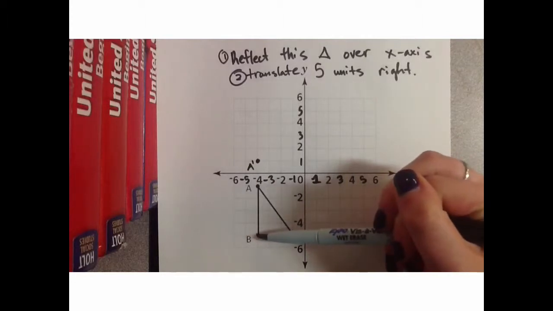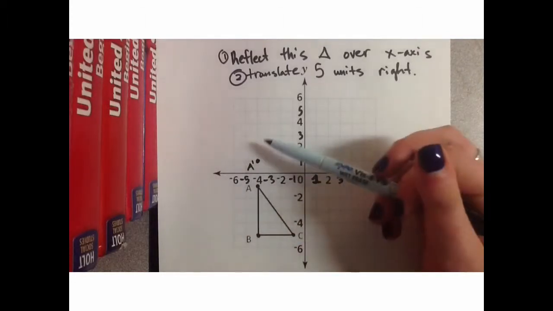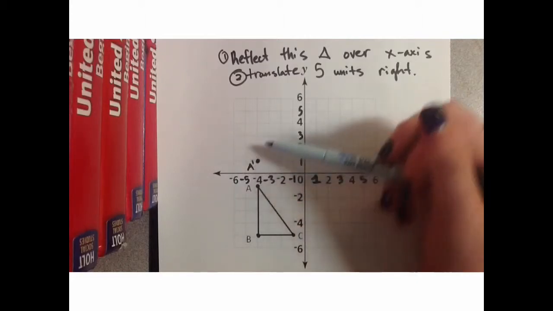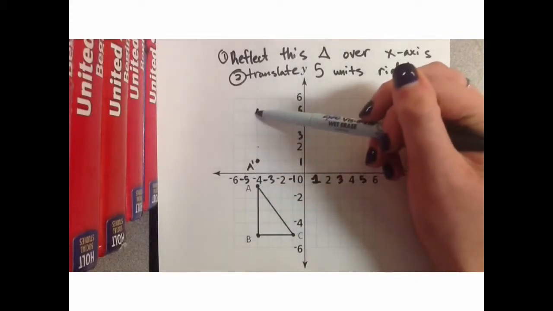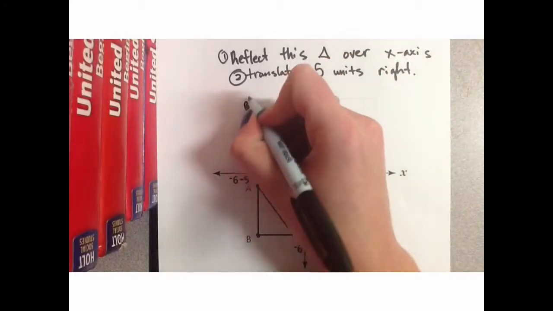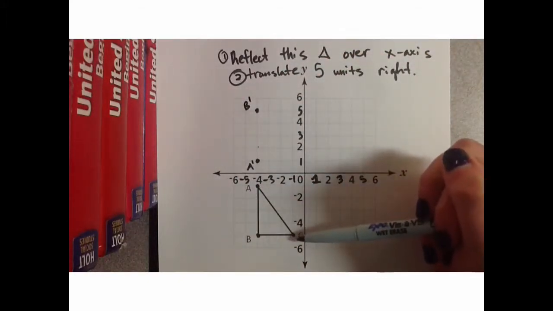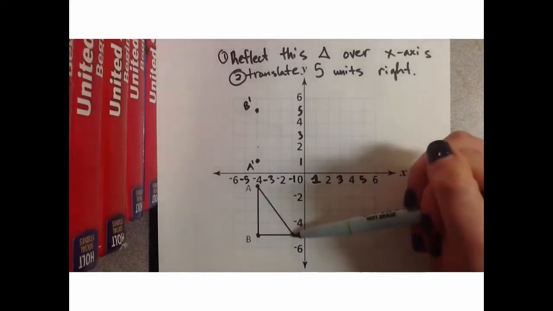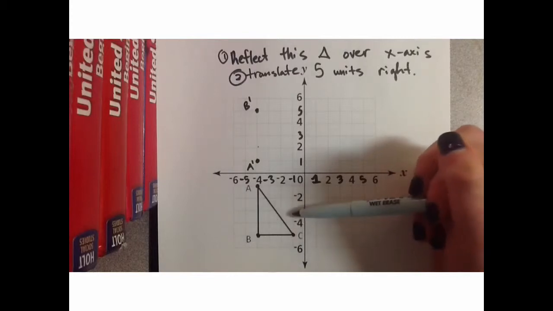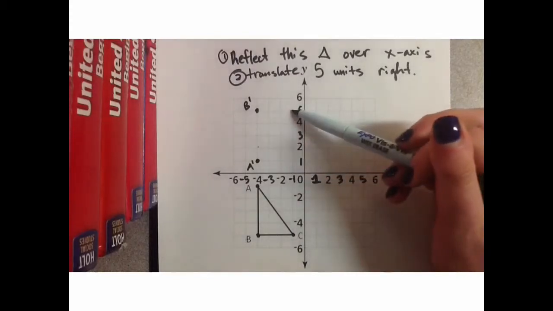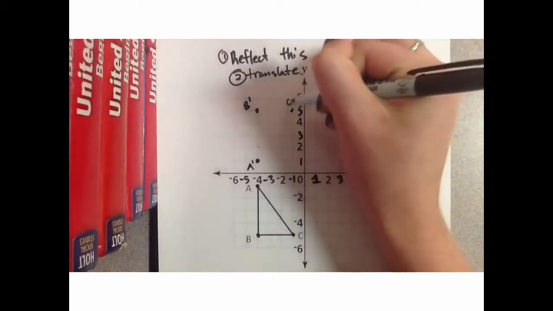B is 5 units away. So I know to reflect it, I'm going to go 10 units. 1, 2, 3, 4, 5, 6, 7, 8, 9, 10. And that becomes B prime. Now, C is also 5 units away. So I know that I'm going to also count 10 units away from the original point. 1, 2, 3, 4, 5, 6, 7, 8, 9, 10. And that becomes C prime.